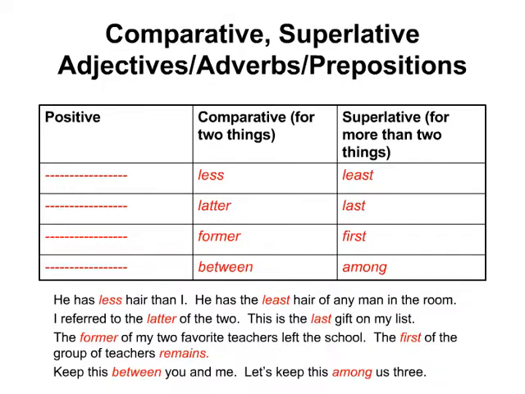Other irregular forms include less and least, latter and last, former and first, and between and among. Look at the sentences to see how each word is used.